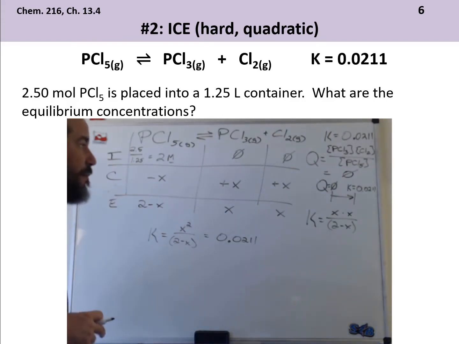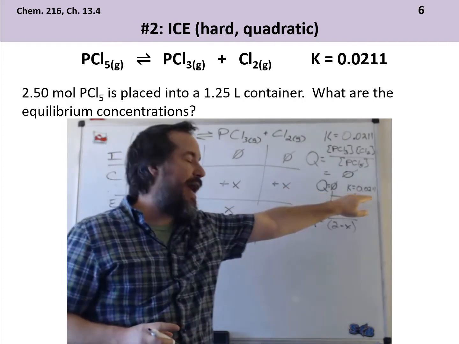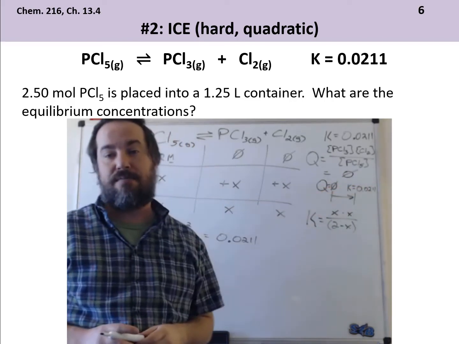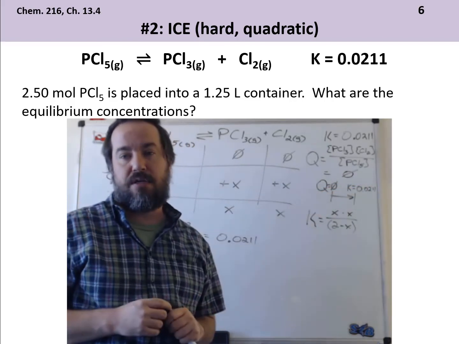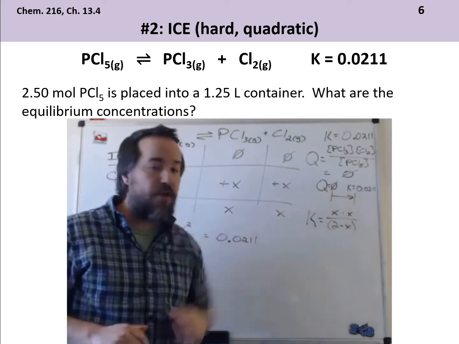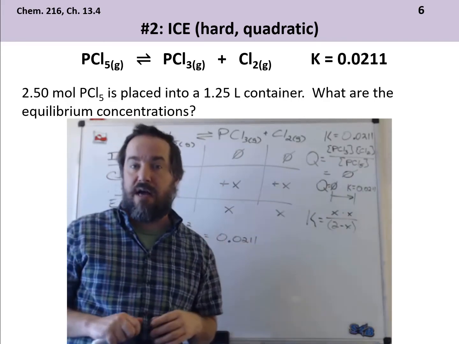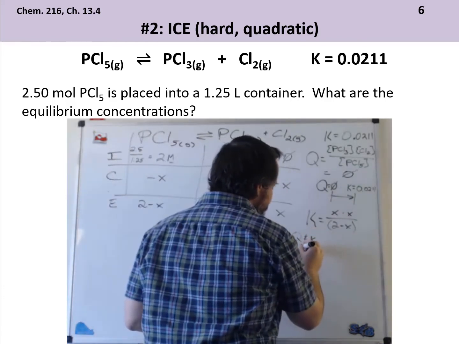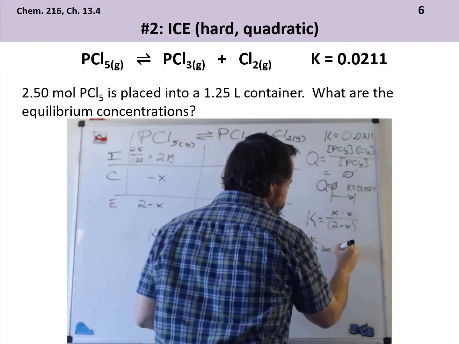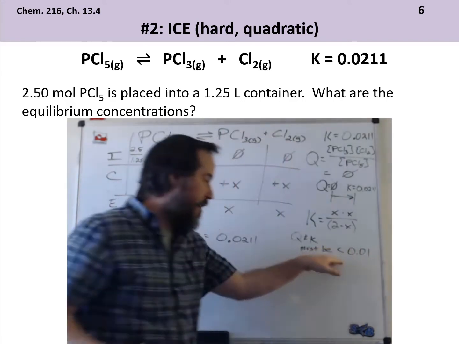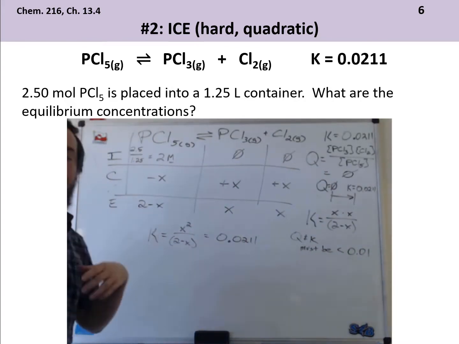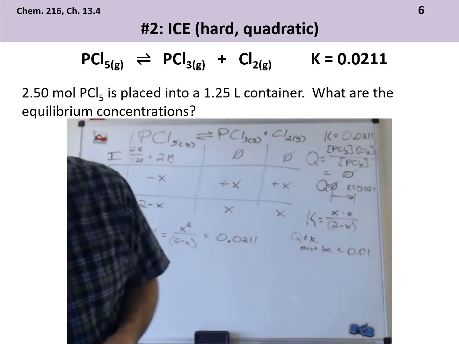Okay, now can I make an assumption? Well, Q is smaller than 0.01, K is not. That means I can't use the assumption. I know these both look really small, but they're not small enough. Q and K, for the most part, must be smaller than 0.01. They're not, so I can't use the assumption. That means I'm going to have to use what's called the quadratic equation.